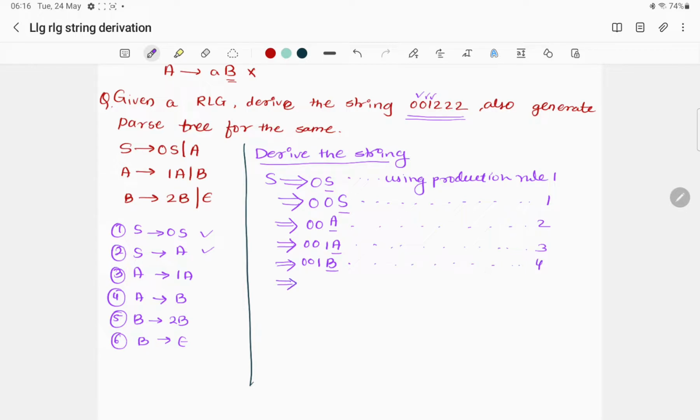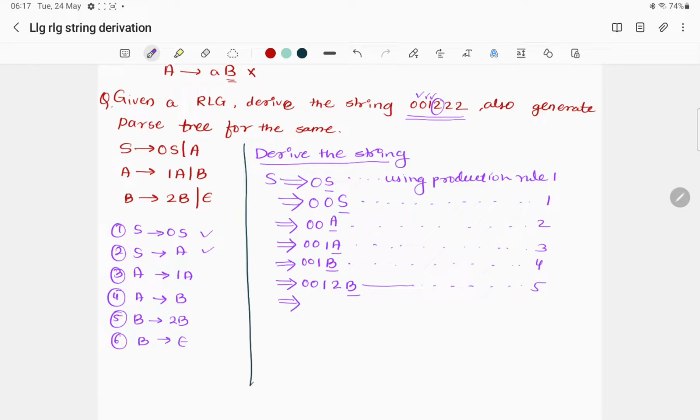Next step, I am substituting the value for B. For B, I have 2 production rules. Which one should I be using? Because I want to read the next symbol as 2. So B giving 2B could be a better option. So B giving 2B. Now that is using production rule 5.